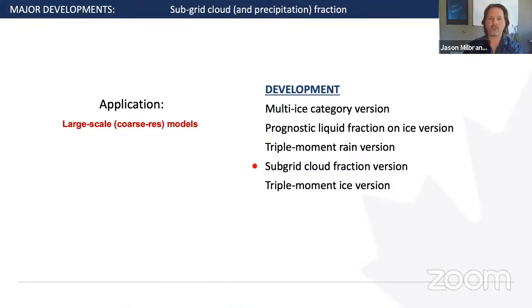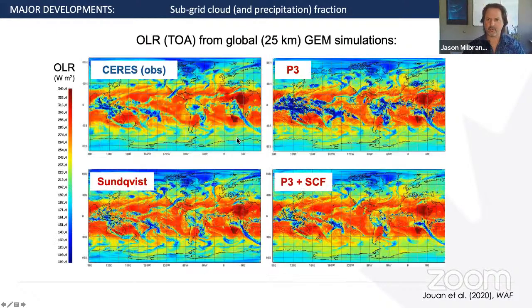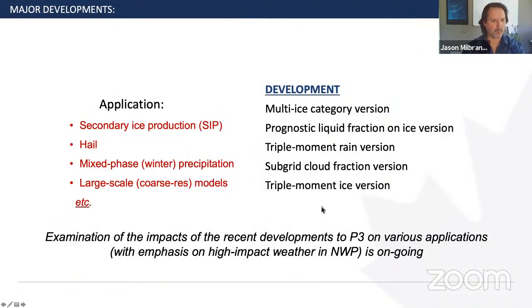Large-scale models, we've got a subgrid cloud fraction. Just jumping to the point here, the gray is the cloud fraction. You see when we put in the subgrid cloud fraction, we get clouds earlier, subgrid-scale clouds, and precip earlier. And actually things compare better to satellite radiances. The blue is low brightness temperature, so it's excessive upper-level cloud shields, and the cloud fraction version improves that.